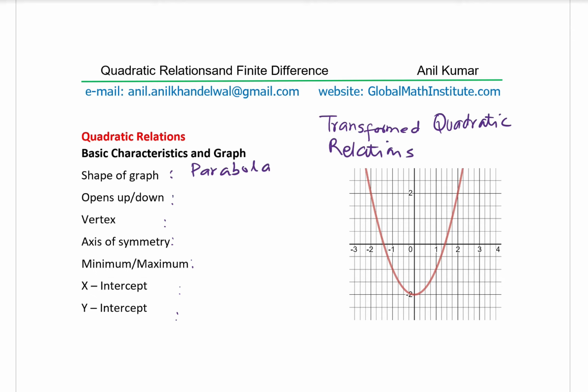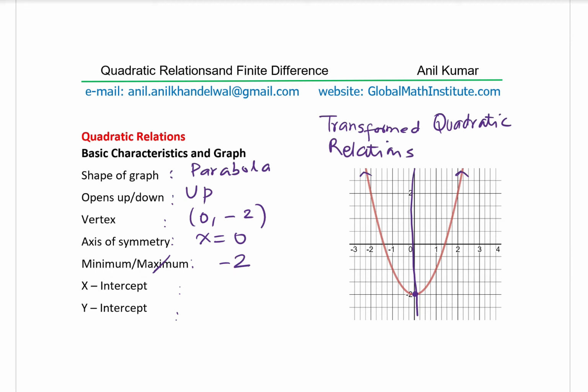To figure out if it opens up or down, you can clearly see it opens up. The vertex is this point. In this case, it is at (0, -2). Axis of symmetry is right there, which again is the y-axis, which is x equals 0. Minimum value: in this case, we do not have a maximum, but we have a minimum value of -2.